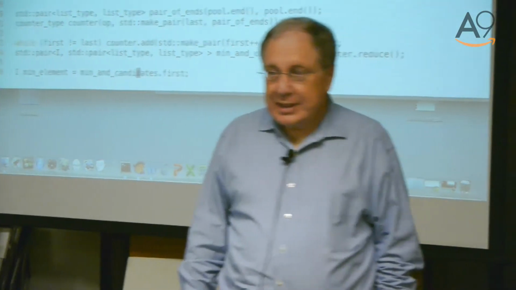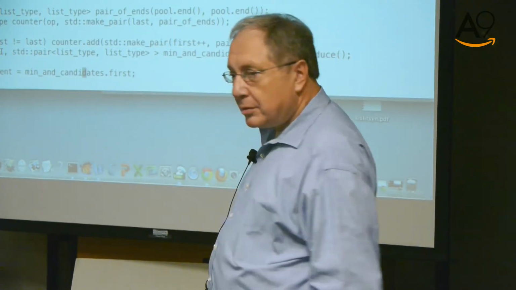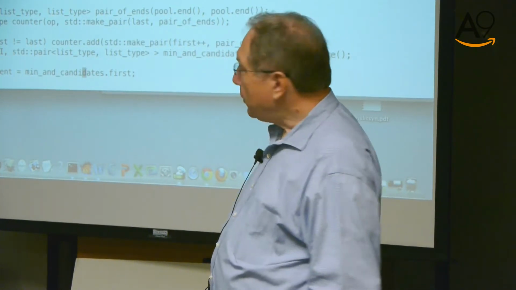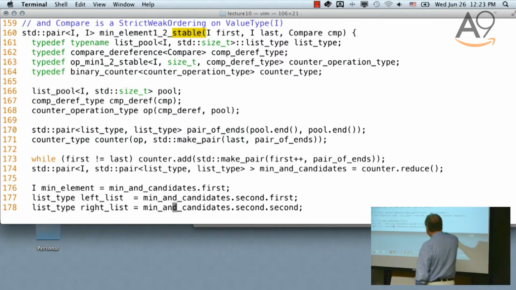Why don't we show the code? There should be two lists somewhere, right? During line 17, pair of ends. Okay. So that's my counter. Right, you changed the counter type to have two lists. And yes, okay, that makes sense.